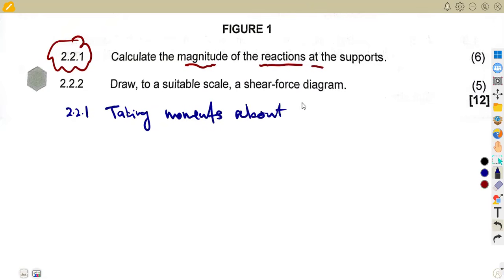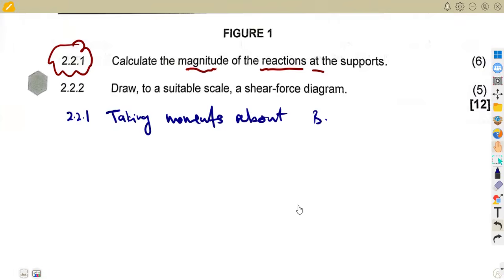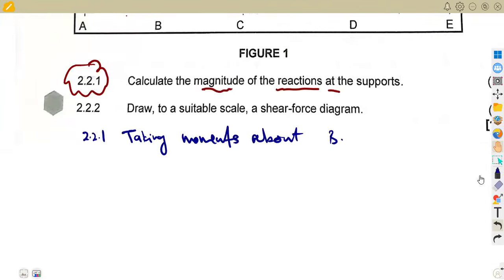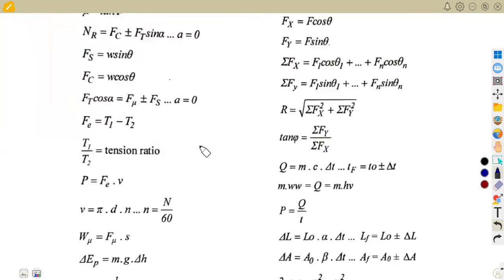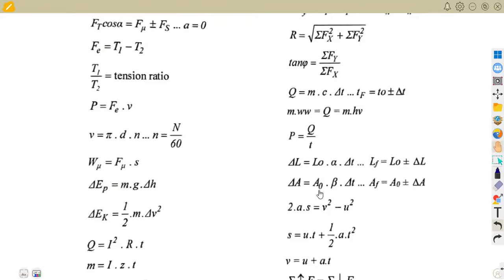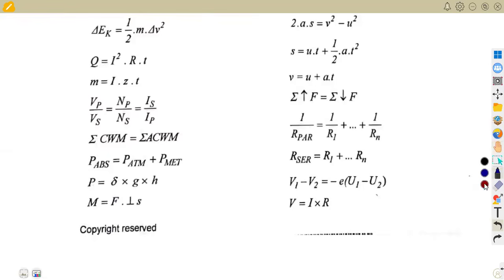If we are to take our moments about the point B, remember the idea does not change. The sum of the clockwise moments should be equal to the sum of the anti-clockwise moments. We have this from our formula sheet, guys, so the formula is there. It's just an application of the formula.